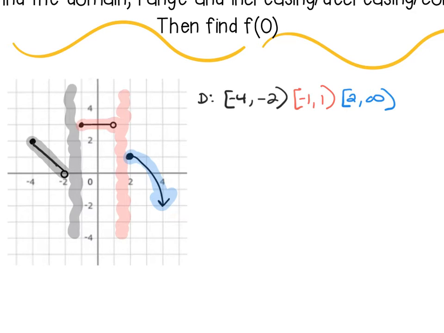Where'd you pull -1 and 1 from? From the red segment in the middle, from this part here. Those values are from -1 to +1. And then the blue is the last little arm.